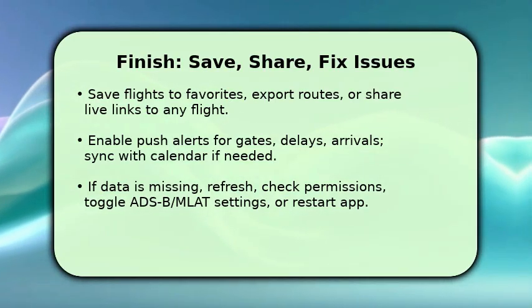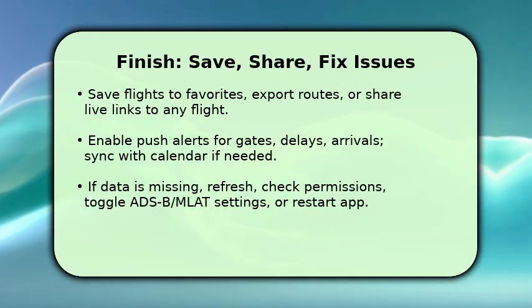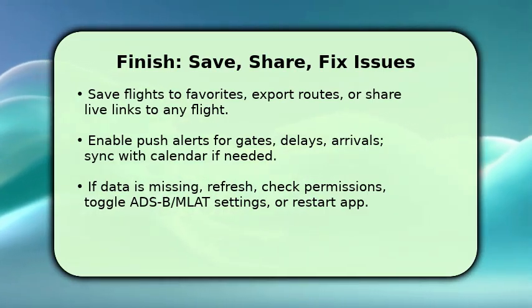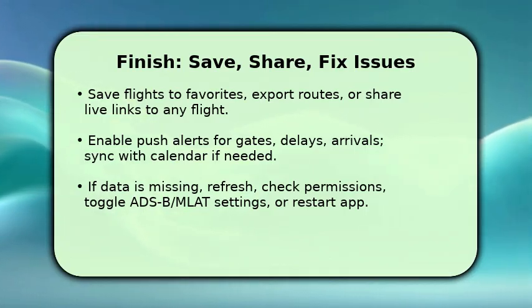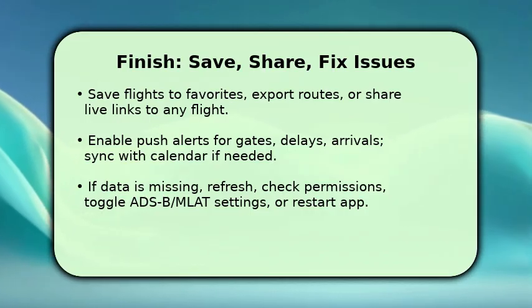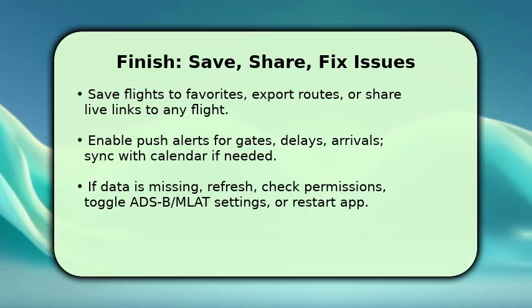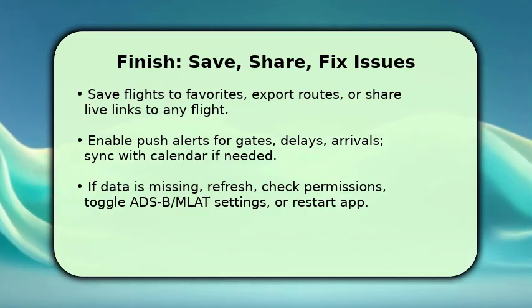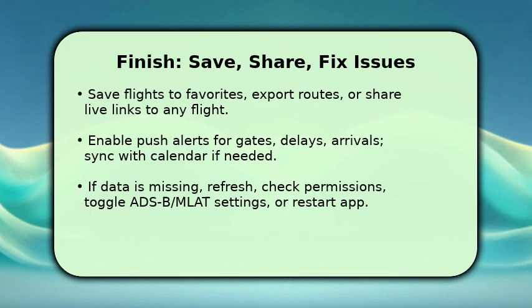Once saved, enable push alerts for gate changes, delays, or arrivals and sync key events with your calendar for the day. If you run into missing aircraft or stale data, try refreshing the map, verify app permissions and location services, toggle ADSB or MLAT options, or restart the app. These quick steps usually restore live feeds without further troubleshooting.